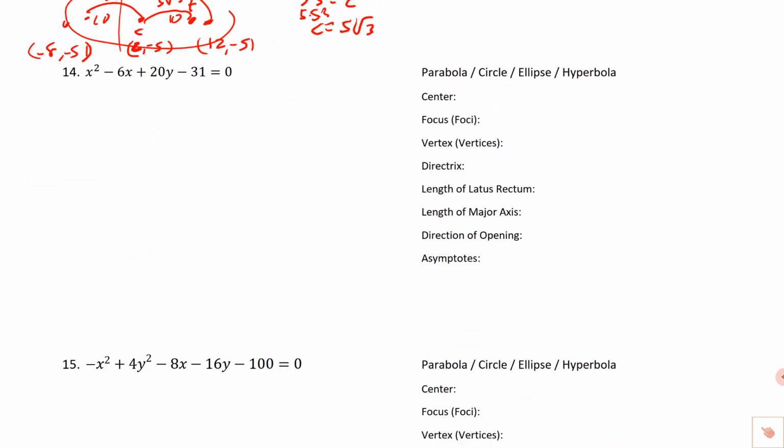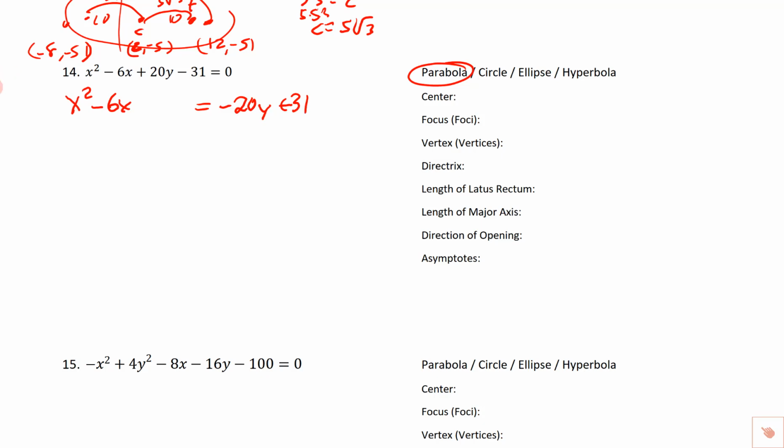Okay, so on this one, the first thing we notice as we're scanning through is that only x is squared. So if only x is squared, it's got to be a parabola. And the direction of opening, we're going to take a second to figure that out because we've got to actually get this in the right form first. So I'm going to gather these together. So this is going to be x squared minus 6x. Move the other stuff to the other side. So this is going to be a negative 20y and then a plus 31. So we want to be careful with those things.